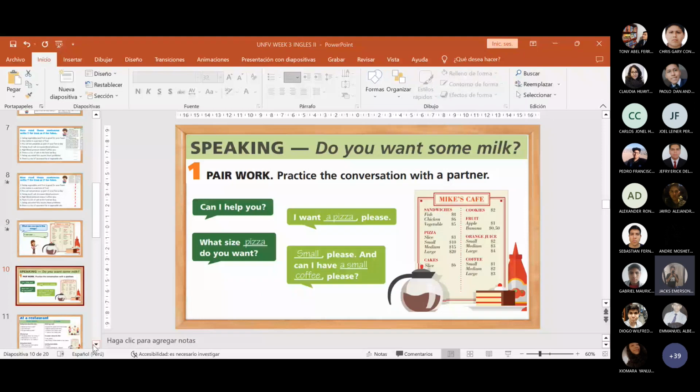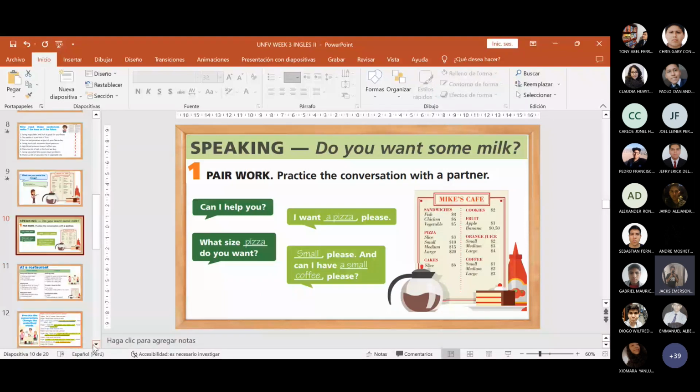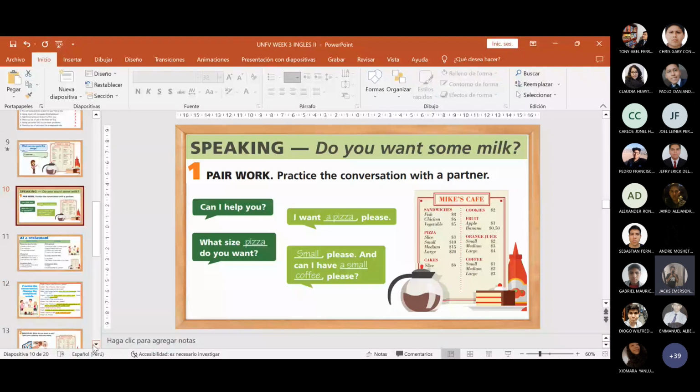Now we have the speaking part. Do you want some milk? And in this part, we have short ideas, short questions and answers related to the menu. In Mike's Cafe menu, you can observe some prices, sandwiches, pizza, cakes, orange juice, coffee, different sizes, no? Diferentes tamaños.